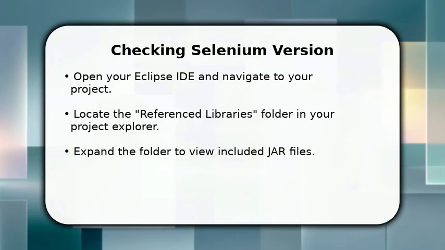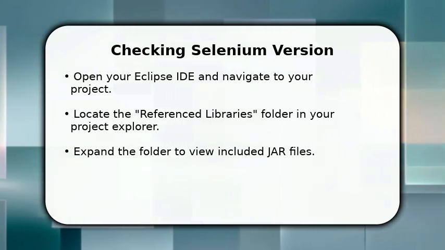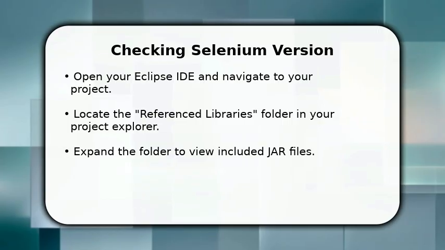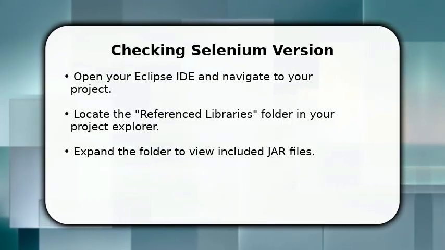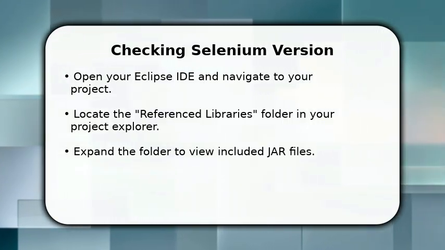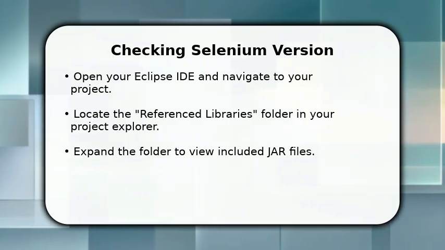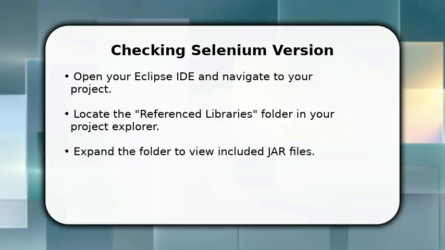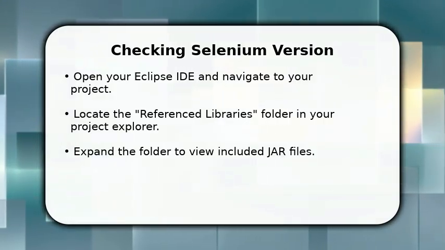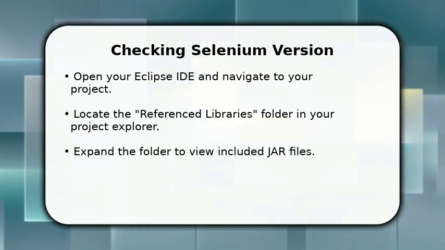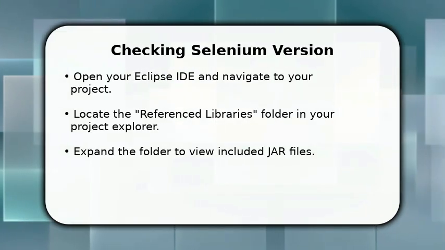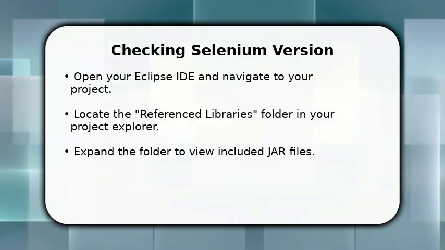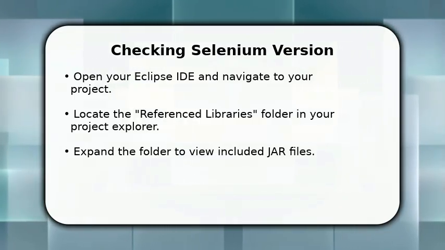Enjoy the video. In this video, I will explain how to check your Selenium version in Eclipse. First, open your Eclipse IDE and select the project you're working on. In the Project Explorer, find and expand the Referenced Libraries folder. This folder contains all the external JAR files your project uses, including Selenium's components. We'll look for specific file names to identify the version.